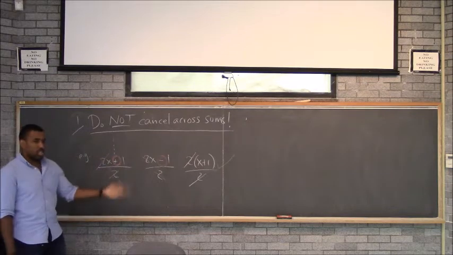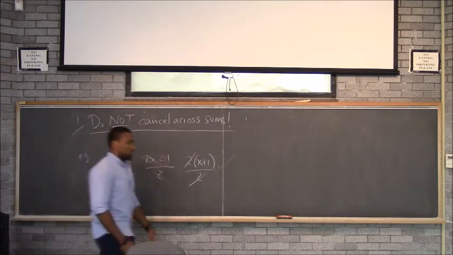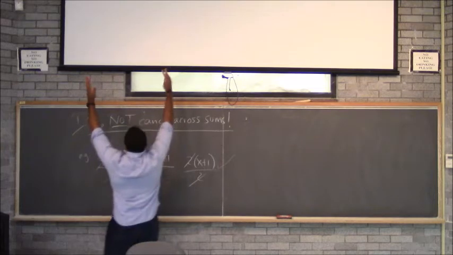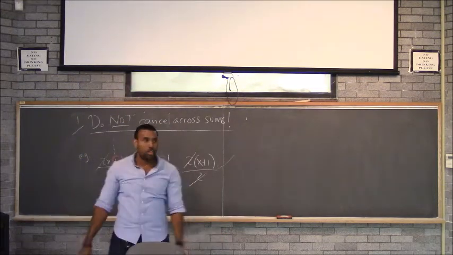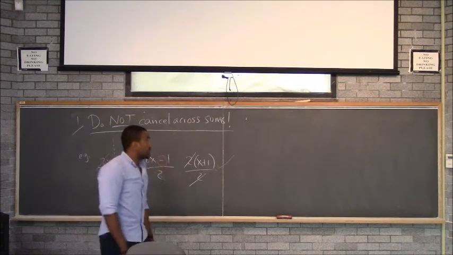So if you do this, I give you a 0. It doesn't matter if you have 20 steps and then you do this. I don't care about those 20 steps. I'm going to give you a 0. Okay? Do not do that.